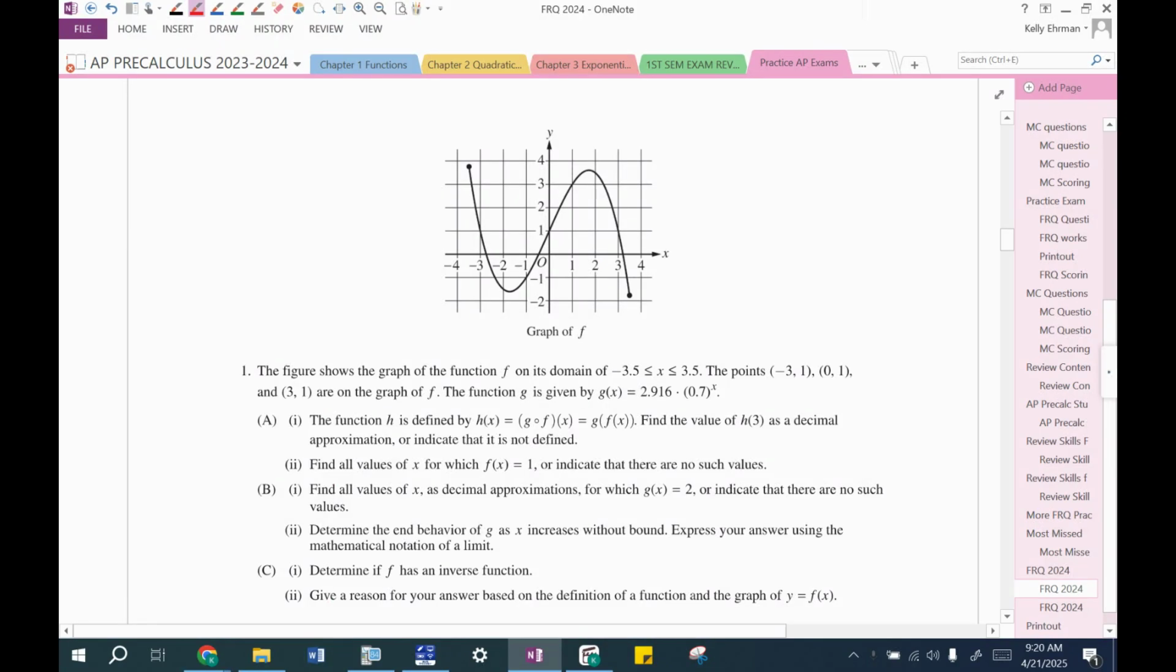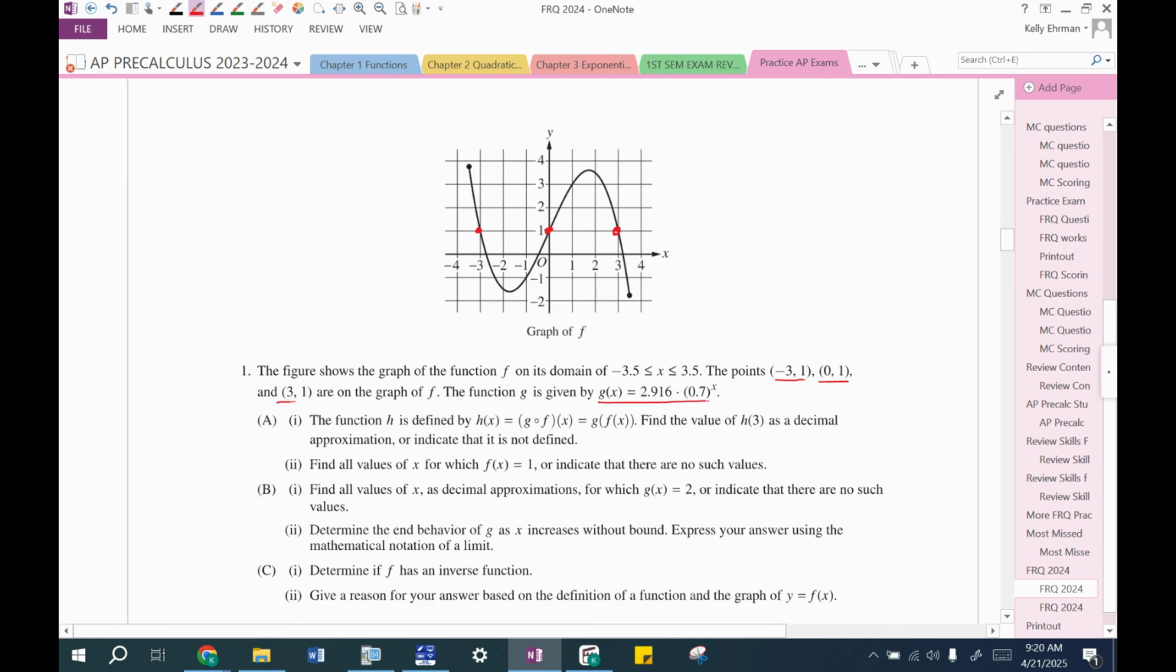So the figure shows the graph of the function f on its domain from negative 3.5 to 3.5. They're giving us 3 points on here: (-3, 1), (0, 1), and (3, 1). Remember, you're going to have a work booklet that unfortunately doesn't have the problem on it for you to add stuff to, so just keep that in mind.